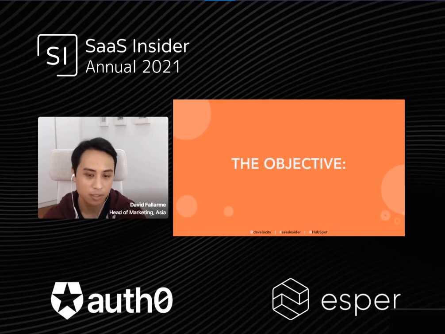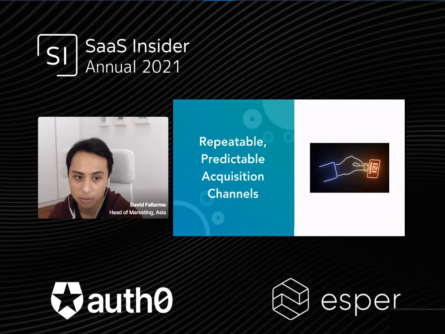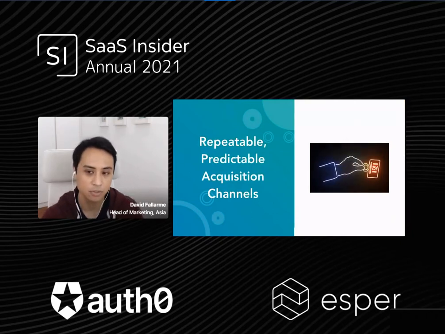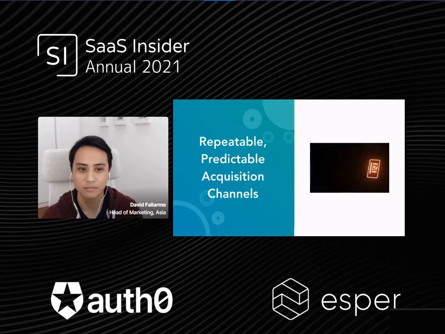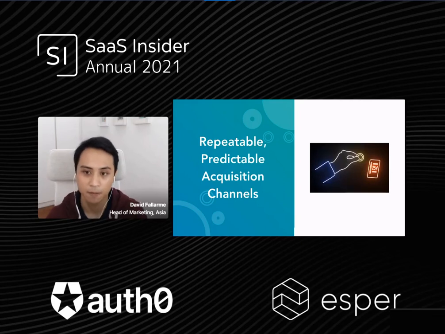Today's objective and the session's objective is to really get you to this place: repeatable, predictable acquisition channels. The dream of any SaaS company is you know exactly where to invest $1. And after you invest that $1, $1.25 comes out, $2 comes out, $10 comes out. So you know exactly where to invest, and it's a repeatable, predictable acquisition strategy, because that's what's going to take you to $100 million.